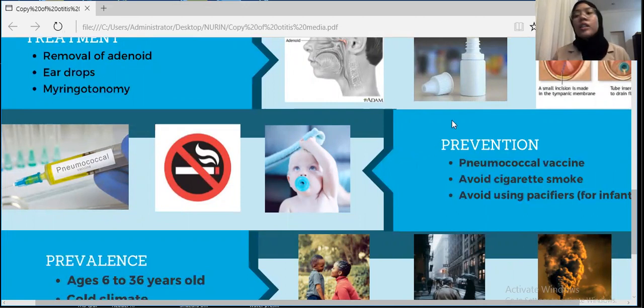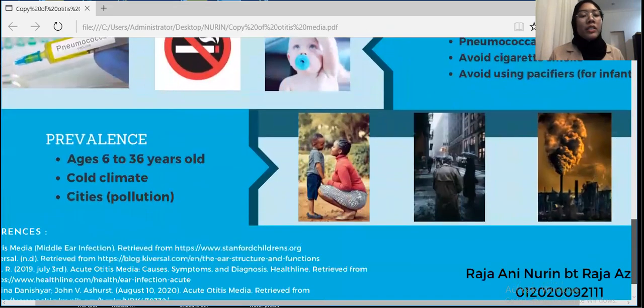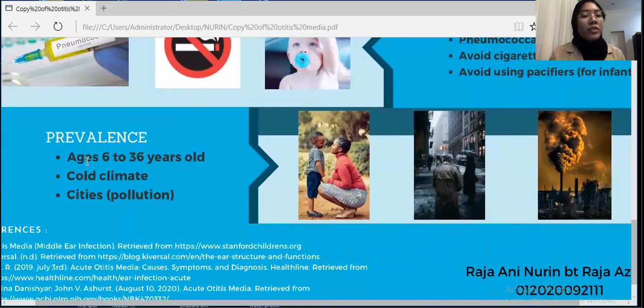The prevalence of this disease mostly occurred in children from 6 years old and to adults up to 36 years old. It occurs in the cold climate and cities or any places with a lot of pollution.